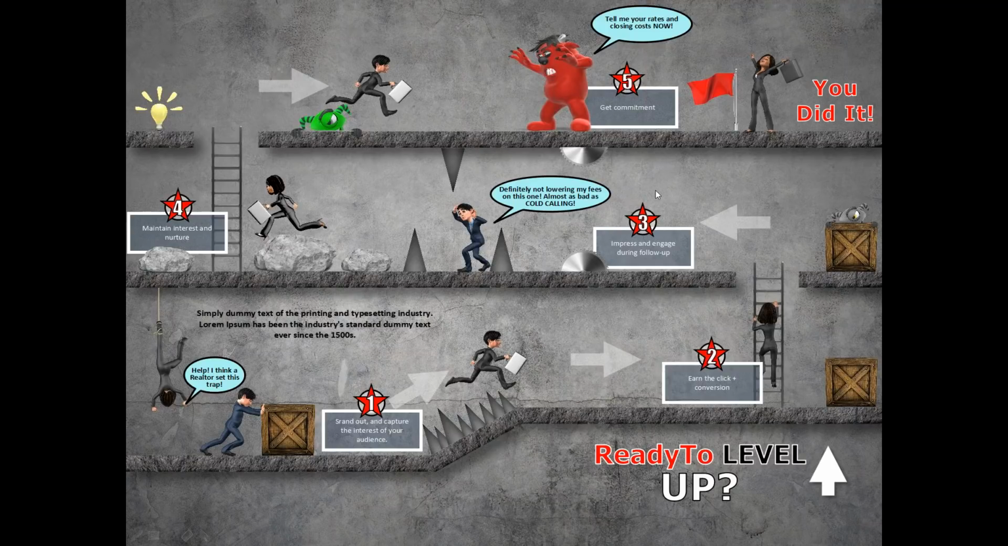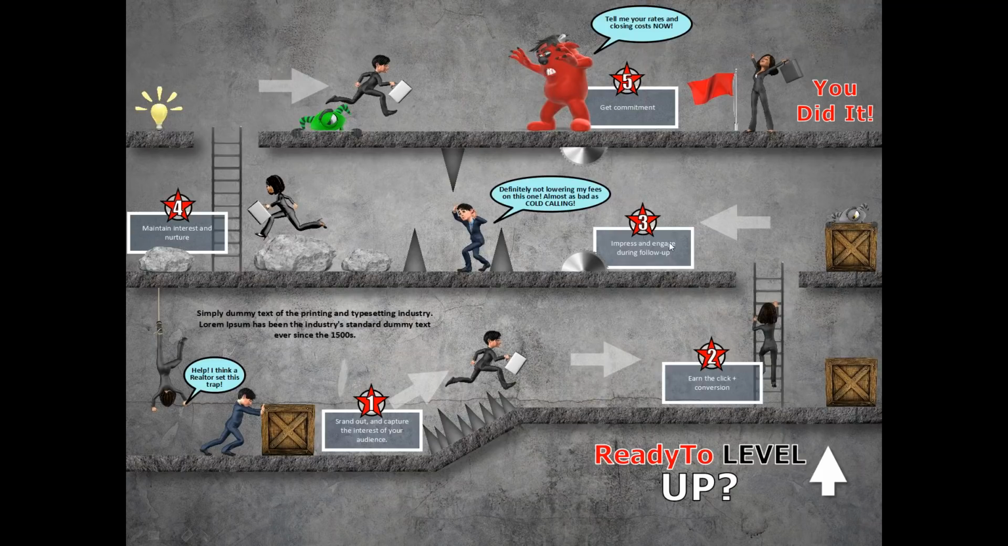We built this out into steps because every step of the way you're running into different obstacles, right? And this is really what it's like marketing and generating leads these days. You start out, and the first thing you've got to do is stand out and capture the interest of your audience. Then you've got to earn the click. So if we're running an ad, we've got to get them to click, and then we've got to get them to convert, so give you their information.